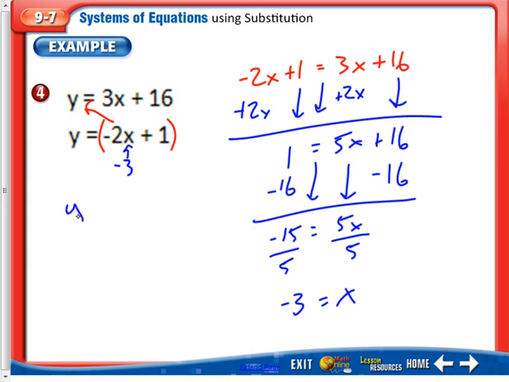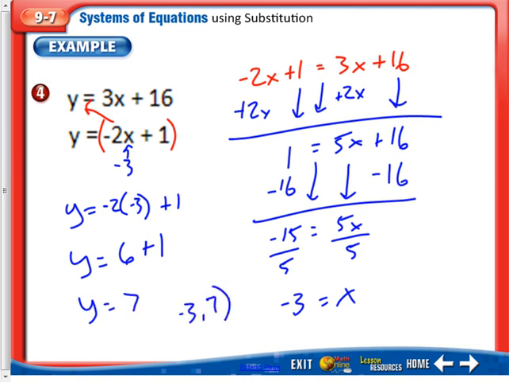So we're going to go y is equal to negative 2 times negative 3 plus 1. So y is going to be a negative times a negative, which is a positive, so that's 6 plus 1, and y just equals 7. So my solution is negative 3, 7. And I like to write my answer as an ordered pair because it relates back to when we were graphing. If we were to graph these two lines, they would intersect at the point negative 3, 7.